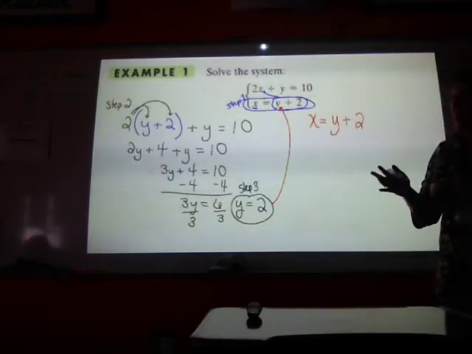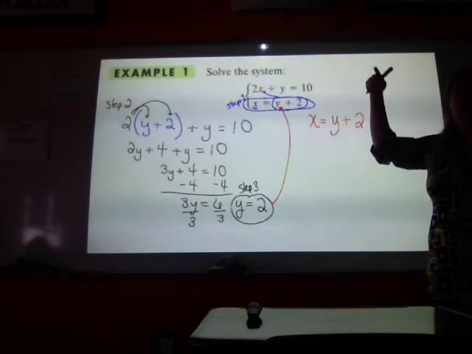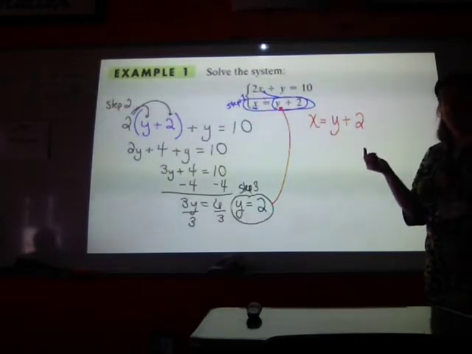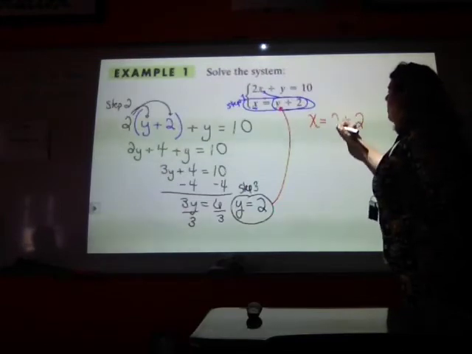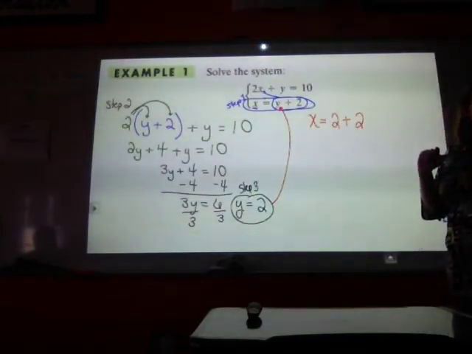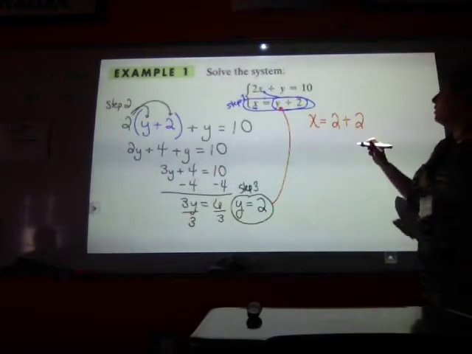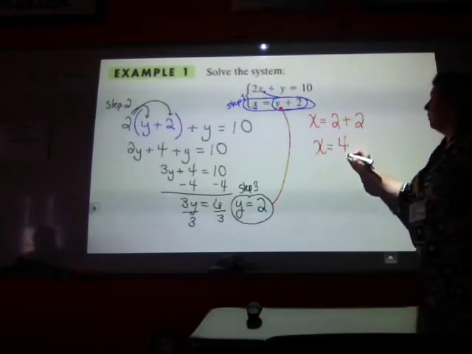Okay, so does it matter where I put it? No. But you want to think in your head, which one's going to cause me less work? So if I put that right here, that's going to become x is equal to 2 plus 2. Do y'all agree with that? And so x is equal to 2 plus 2 is going to get me x is equal to 4.